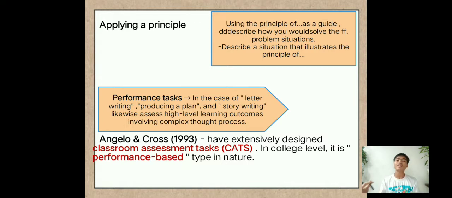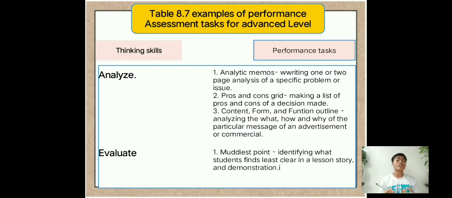So there are so many ways of assessing the performance of students, of course. And then, according to Angelo and Cross in 1993, they extensively designed classroom assessment tasks, or CATs, and at the college level, it is performance-based in nature. So in Table 8.7, examples of performance assessment tasks for the advanced level in thinking skills, you have analysis and evaluation. Under analyze, the performance task is analytic memos: writing a one or two page analysis of a specific problem or issue.